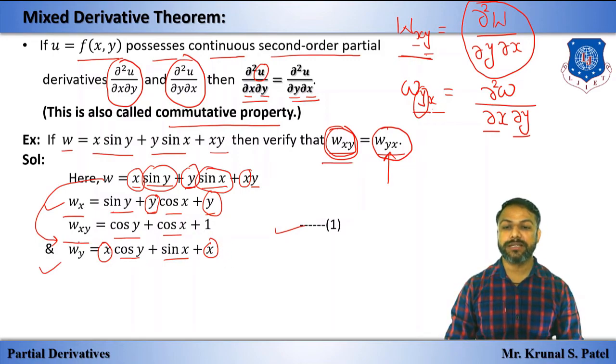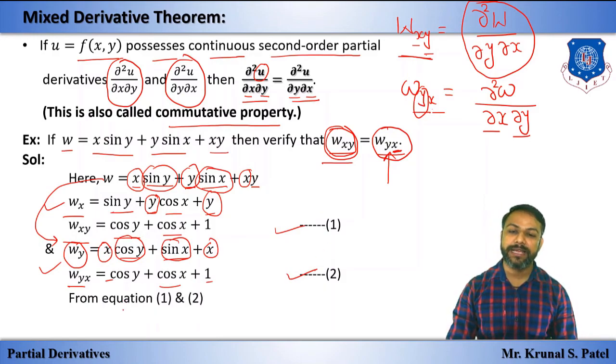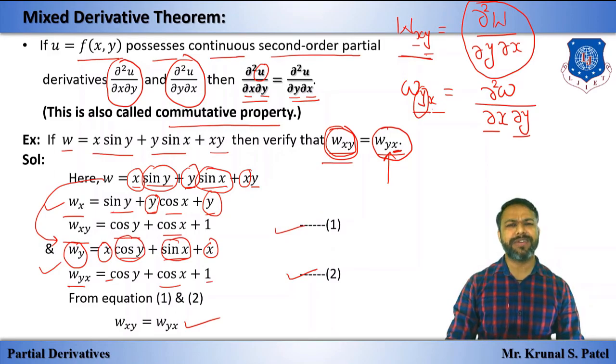Now we differentiate this w_y with respect to x, so we have w_yx, that means cos y is constant, differentiation of x is 1, and with respect to x, differentiation of sin x is cos x, and differentiation of x is 1. Say equation number 2, and from equation number 1 and 2 it is observed that w_xy is equal to w_yx, hence the mixed derivative theorem is true, verified.